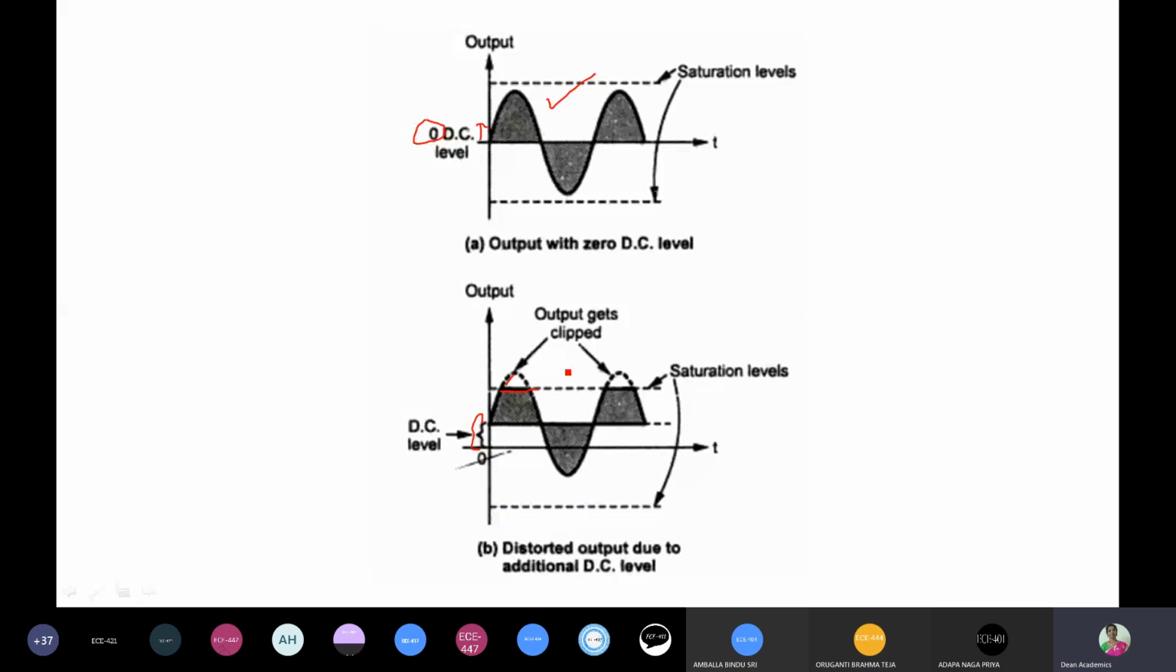Therefore there is some distortion. So we don't want any distortion here. That distortion we want to remove by shifting this DC level back to ground level, right? So it has shifted up, and we want to bring it back. That means if this is the figure, we'll just pull it down.